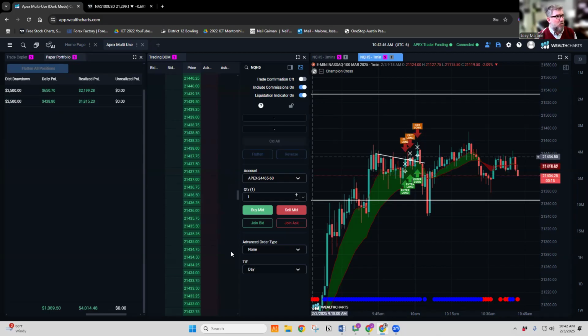I like using the dome. Sometimes I'll market buy straight into it. Just need to make sure that the account right here says it on there. I don't like to be asked if I'm wanting to take that trade, so I'll always click that off.